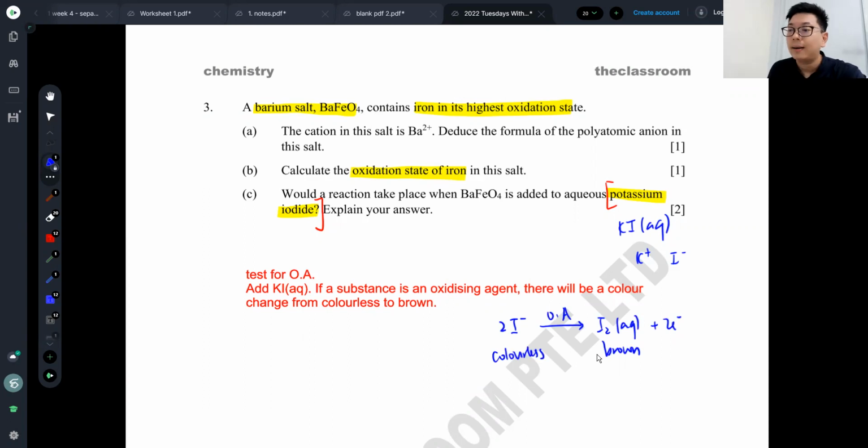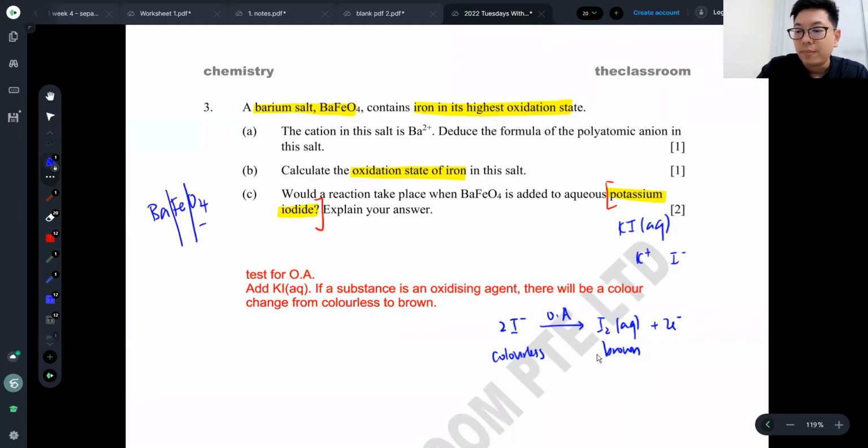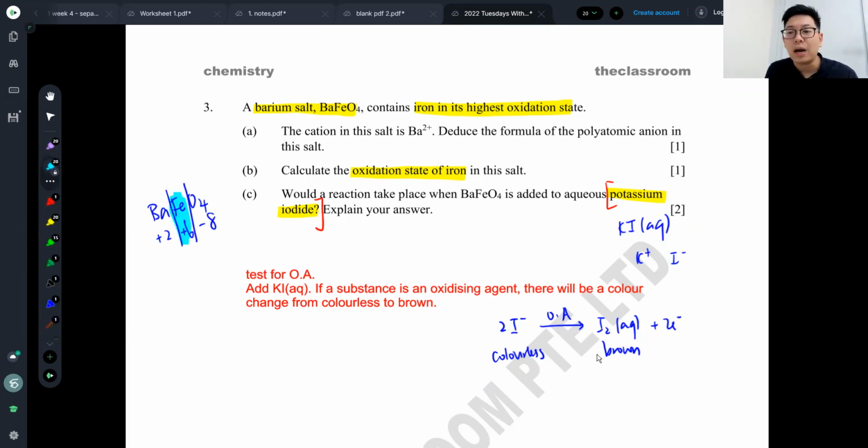Let's roll back to the question. BaFeO4: barium is plus 2, oxygen is minus 8, so the iron ion here is plus 6. Once again, it must always add up to 0. Plus 6 we never see before. Usually we deal with iron 2, iron 3. Now, because it is plus 6, the iron plus 6 can gain electrons to form plus 3 or plus 2. So will a reaction take place? I would say yes, it will.